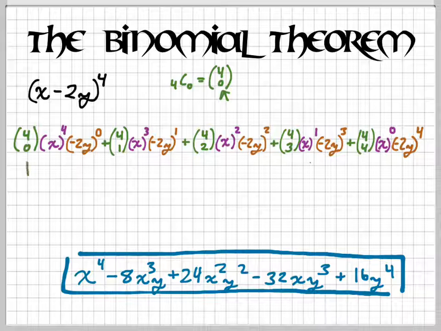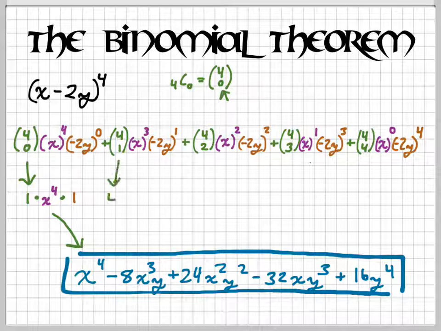After you know how to set it up, then you can start working it out. Now, 4 choose 0 equals 1. And then when I raise x to the 4th power, I just get x to the 4th. And then this raised to the 1 power is just 1. And that is our first term. Right? If we multiply these together, we get x to the 4th.